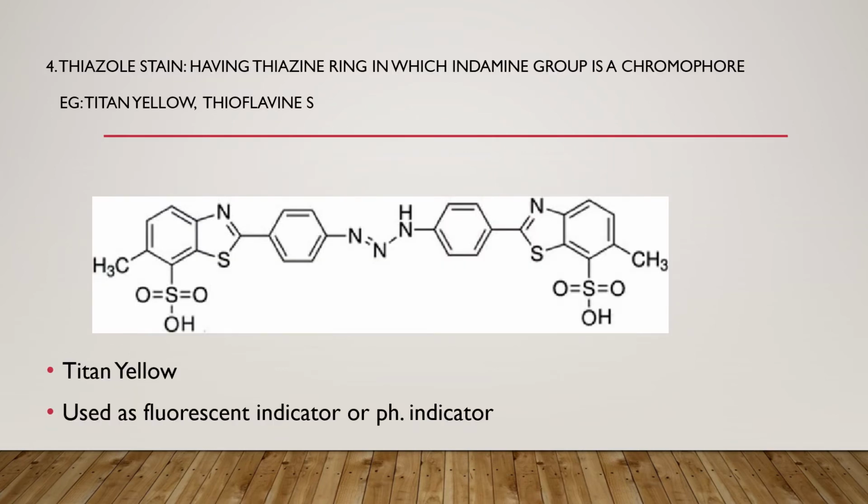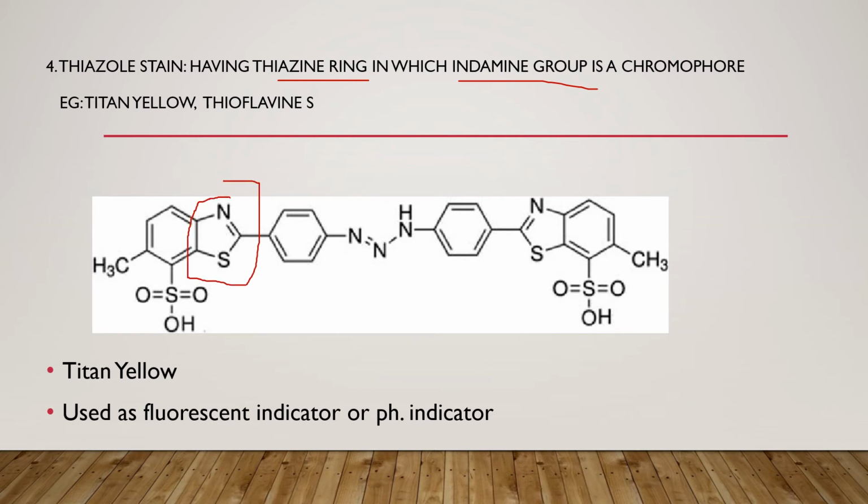Moving ahead, we have thiazine stain. What is thiazine stain? Consisting of thiazine ring, in which endamine group is a chromophore. For example, we have titan yellow and thioflavin S. So this is your titan yellow structure. We have thiazine ring in which endamine group is a chromophore. Such type of rings are called thiazine ring.